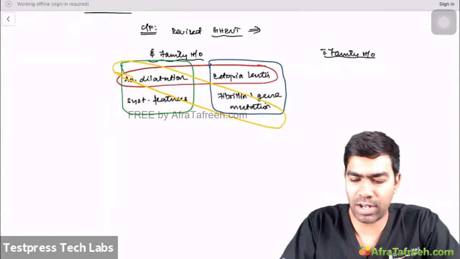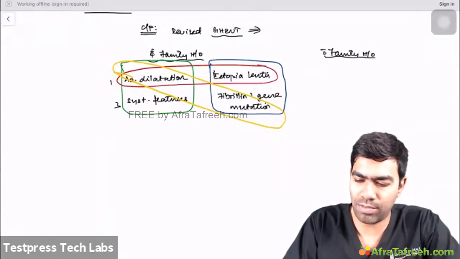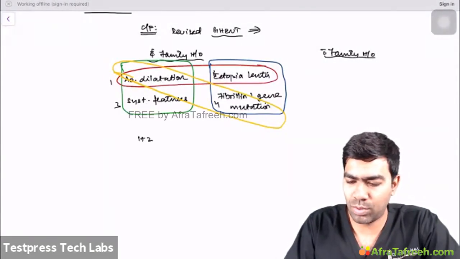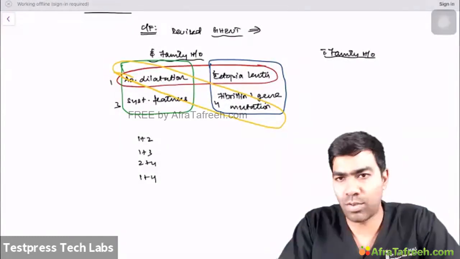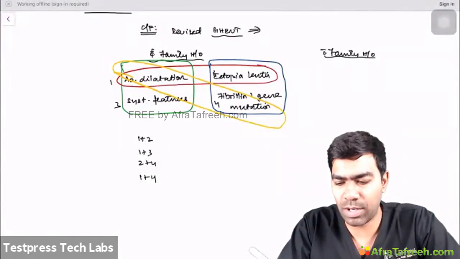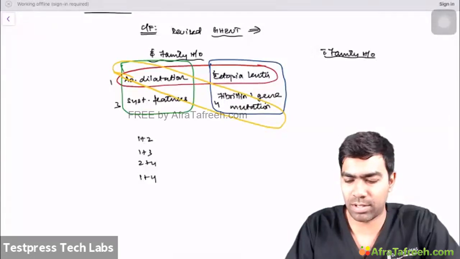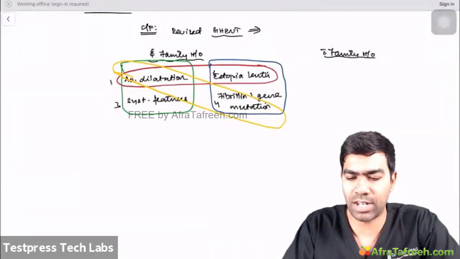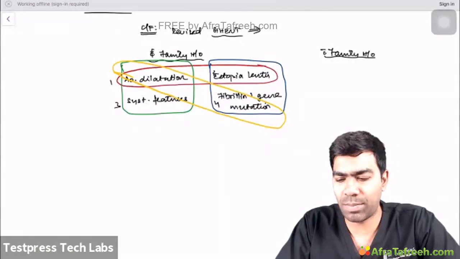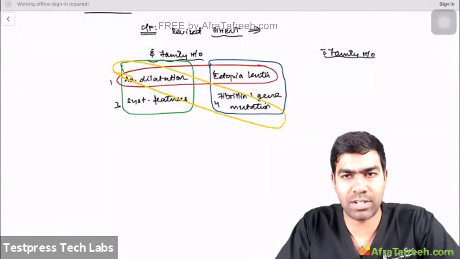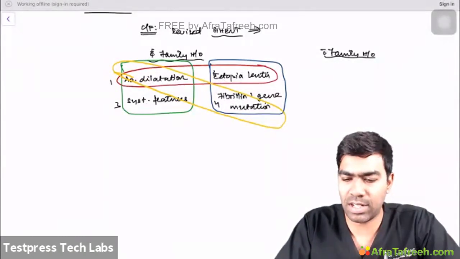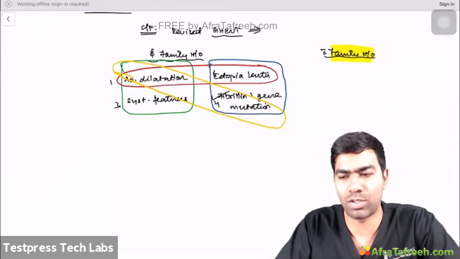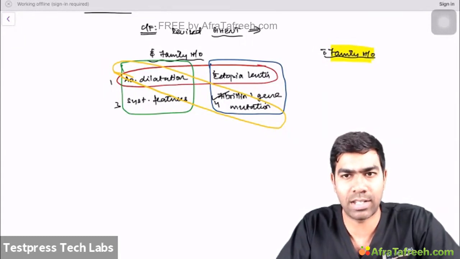Based on that, if I write 1, 2, 3, 4, then 1 plus 2, or 1 plus 3, or 2 plus 4, or 1 plus 4. So this is how you diagnose Marfan syndrome based on a fibrillin 1 gene mutation. I mean, based on the revised Ghent criteria, if there is no family history. On the other hand, if the patient has a family history, then in that setting, this family history itself is going to serve like, for example, a fibrillin 1 gene mutation. So you don't really need a gene mutation in this setting if there is a clear-cut family history.